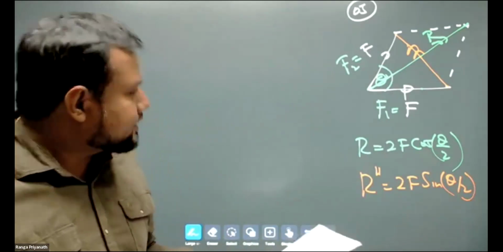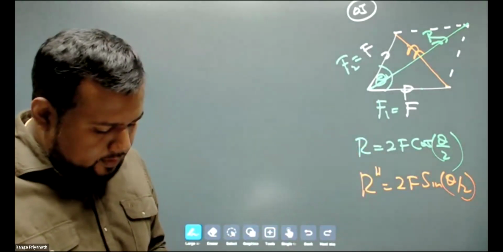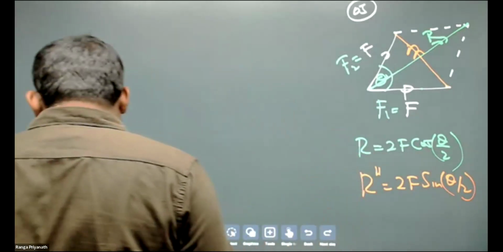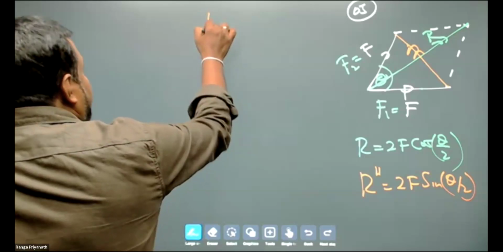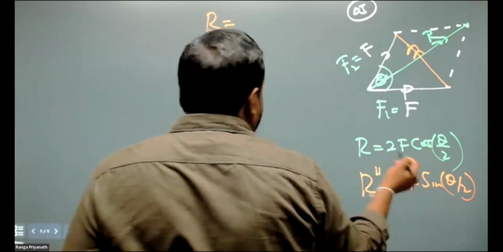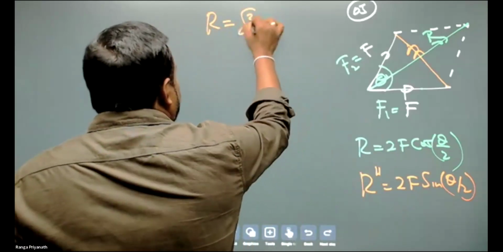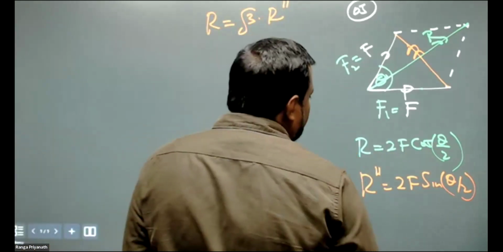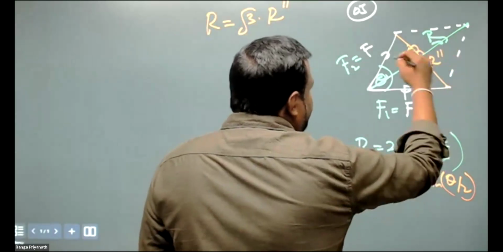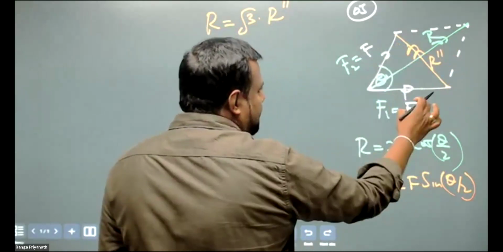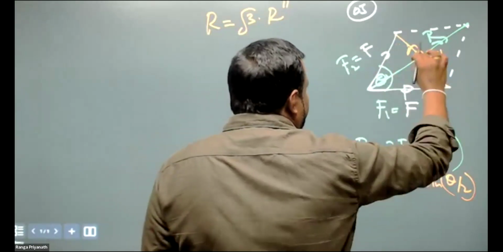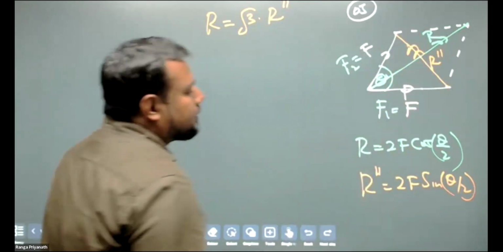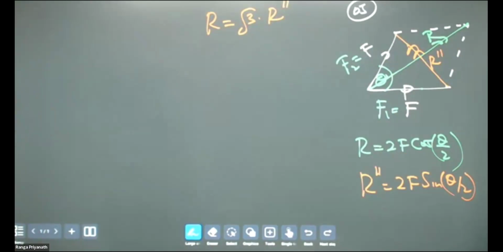This is the sum of the two vectors, and this is the difference of the two vectors. According to the question, the sum of the two vectors is equal to root 3 times the difference of the two vectors. Remember this, this is an important point. If you have two vectors which are equal in magnitude, the addition is given by the diagonal through it. Its value is this. The difference is given by 2f sine theta divided by 2. Without knowing these kinds of things, you can't do it.